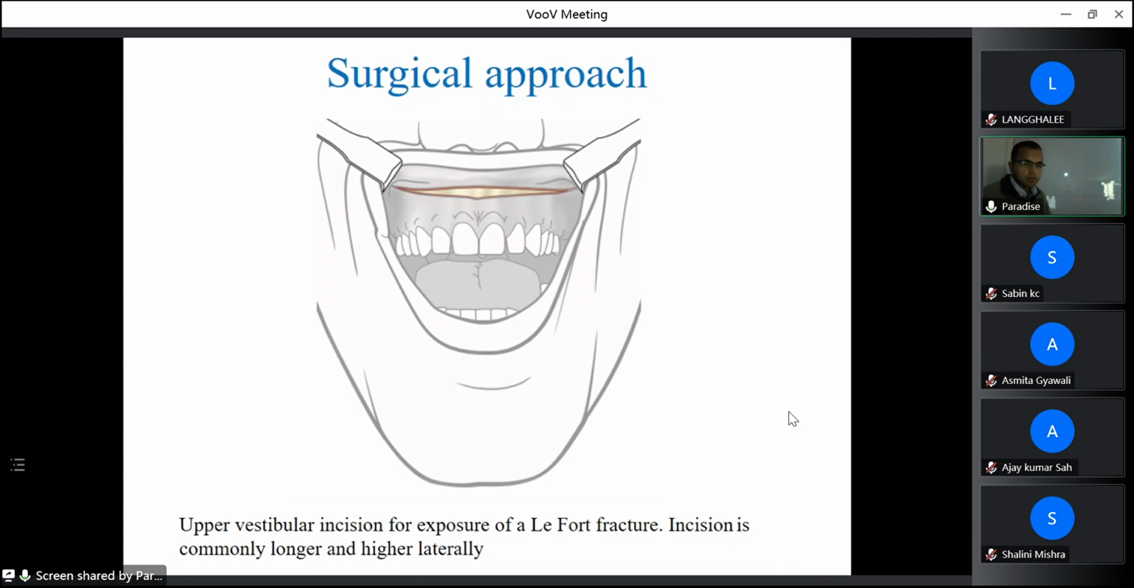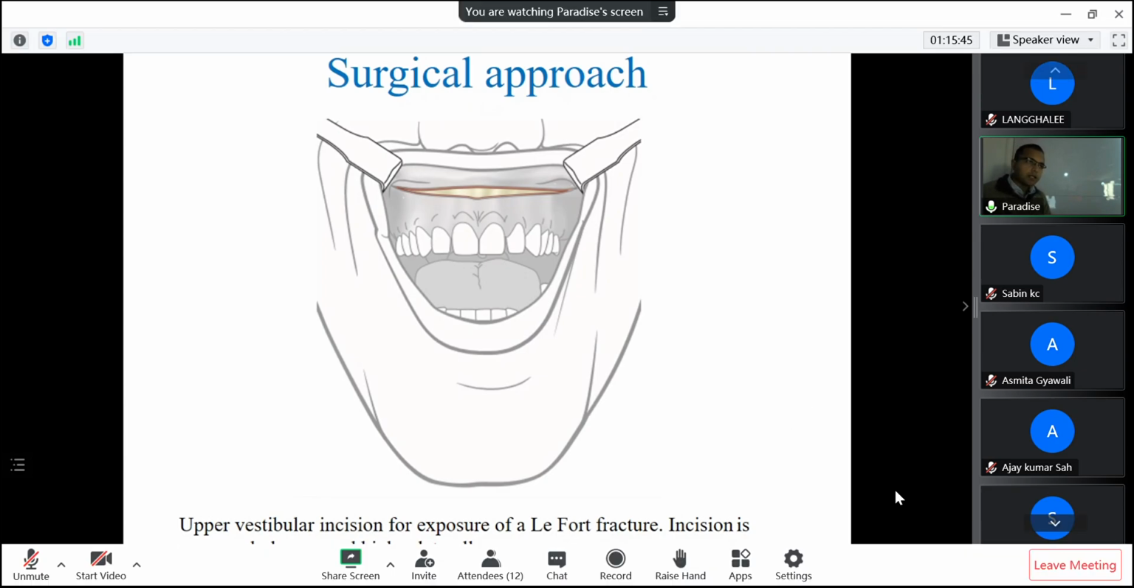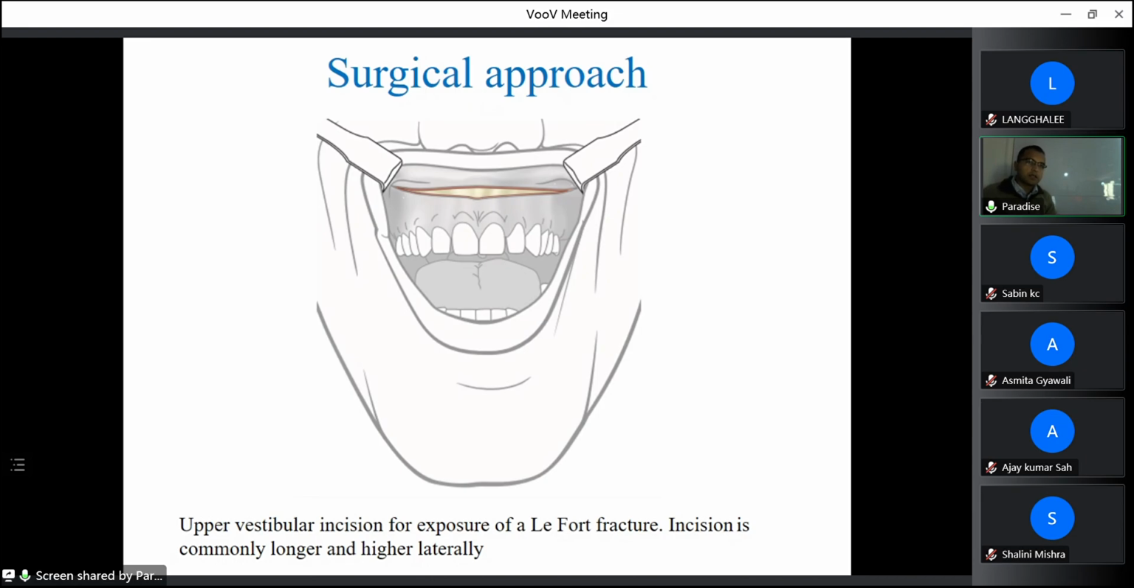Sometimes what happens is, if there is already a scar mark, if a lacerated wound is already present, then you can give the incision through the skin. Otherwise, for aesthetic reasons, never give incision through the skin in the midface area. You have to always go through the transoral or intraoral approach. So the most commonly preferred incision is the vestibular incision.